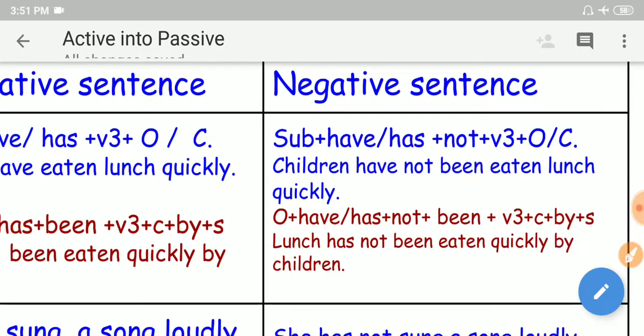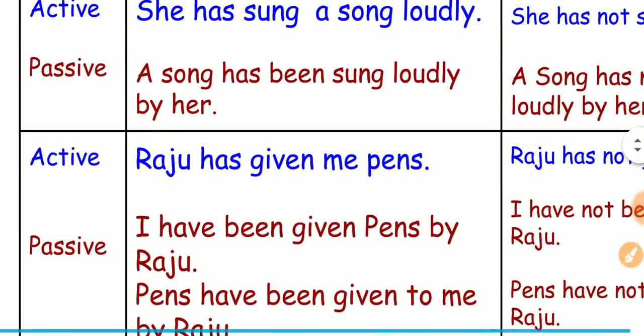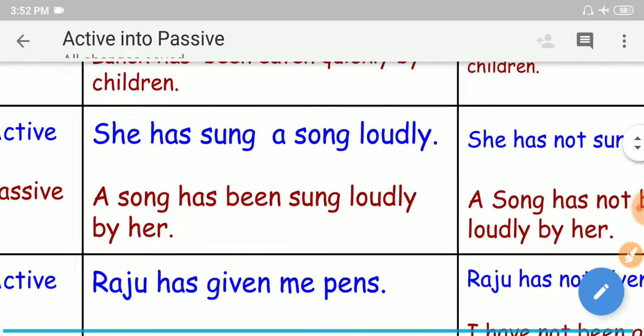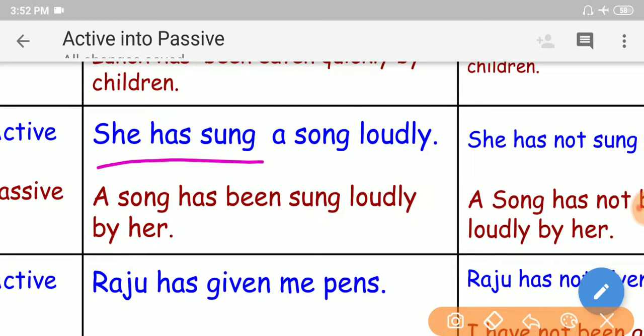So let us go and learn with the other example. So here one more example is, she has sung a song loudly. Has plus V3 form is used, so that's why this is present perfect tense. So how you can convert it easily? A song has been sung.